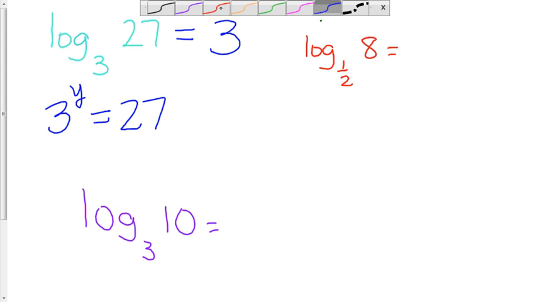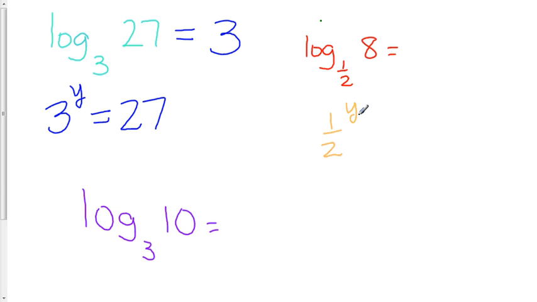Another example, log base a half of 8. That's saying half to some power is equal to 8. Well, 2 to the third is 8. And since these are reciprocals of each other, this must be then a -3.